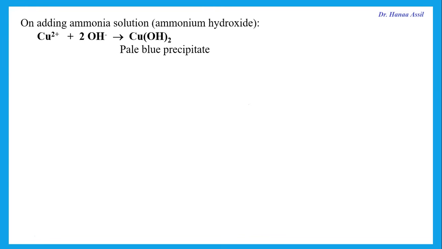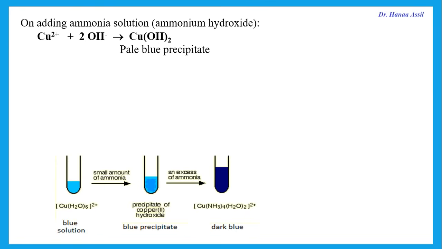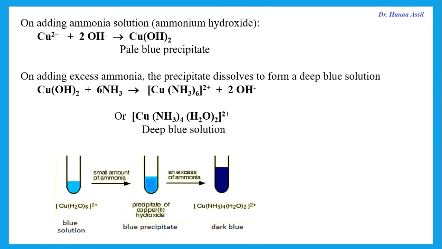Now when we add ammonia solution, it first forms a pale blue precipitate. But then when we add excess, we have what is called ligand exchange. So the ammonia replaces the hydroxide or the water. So we end up with ammonia and water as a complex, and this is a dark blue solution.